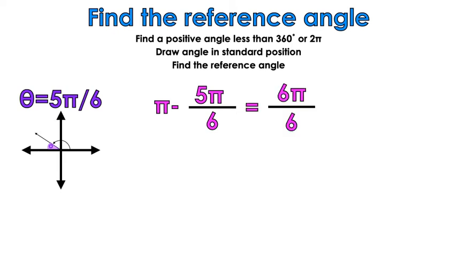You definitely have to make common denominators. So pi is 6 pi over 6 minus 5 pi over 6. So 6 minus 5 is 1, pi over 6. And that's my reference angle. Ta-da! So I rewrote my problem. Pi turned into 6 pi over 6. 5 pi over 6 stayed the same. I subtracted and got pi over 6 as my reference angle.